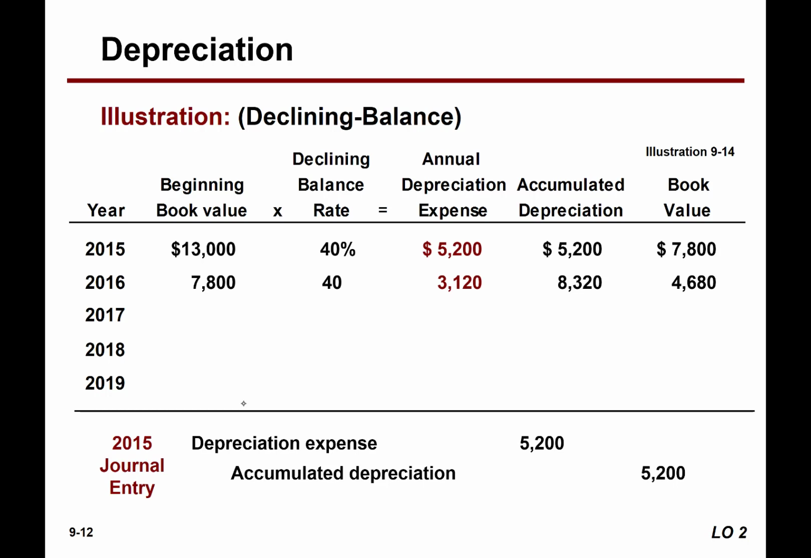Right? I take the previous book value minus the what? Current year's depreciation, that gives me the new book value, doesn't it? Or you could take what? You could take the original cost minus the accumulated depreciation. Both are going to give you that 4,680.